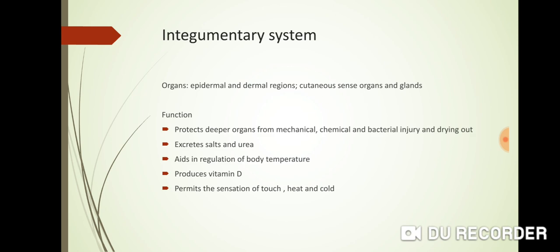The different organ systems of the body. First is the integumentary system. So the skin is the largest organ of the body. So in this system, the organs are the epidermal, the dermal regions, cutaneous sense organs, and the glands.